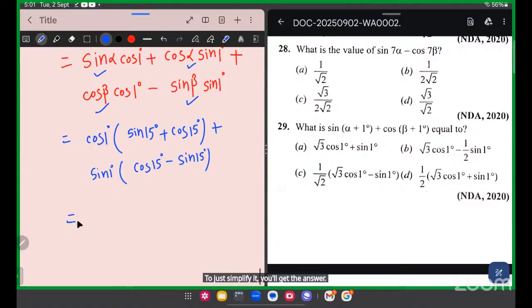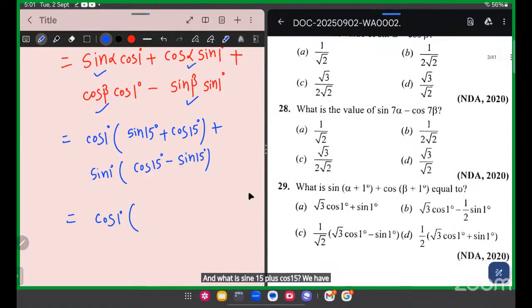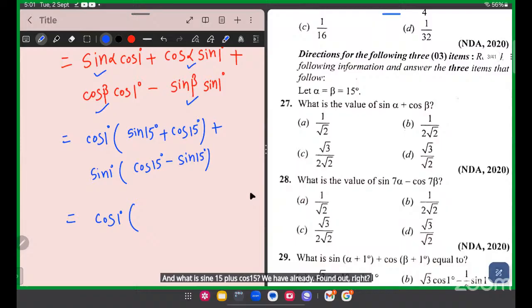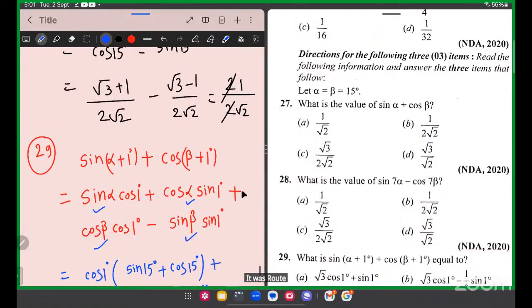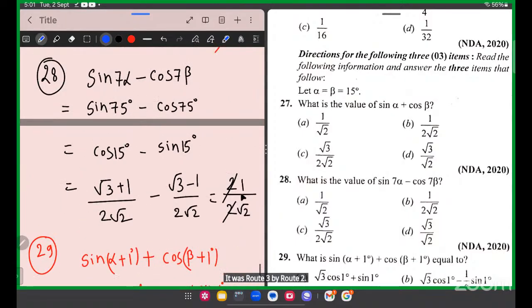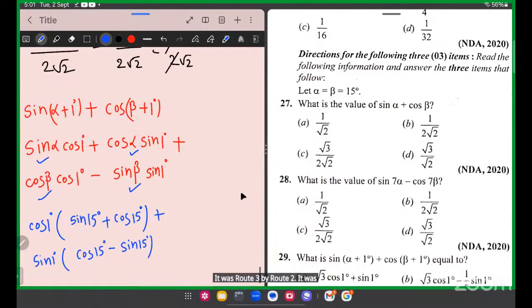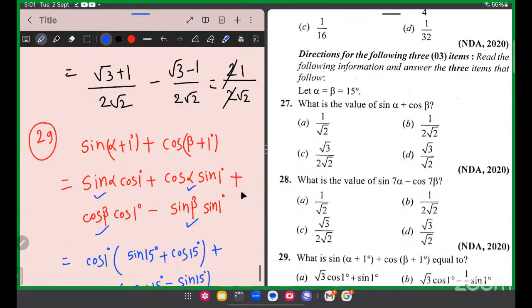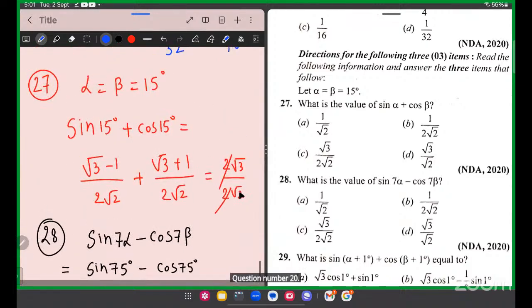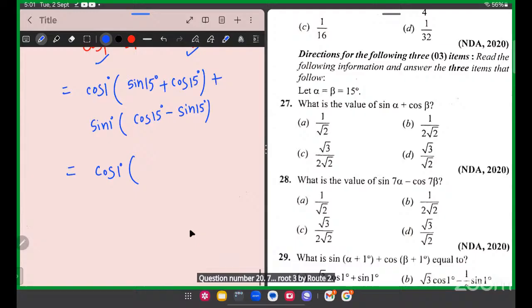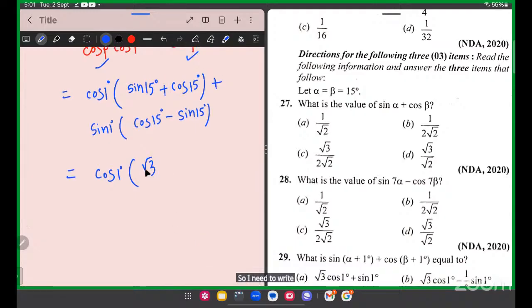See, we have got cos 1. And what is sine 15 plus cos 15? We have already found out, right? Sine alpha plus cos beta, what was the answer? It was root 3 by root 2, question number 27, root 3 by root 2. So I need to write root 3 by root 2.